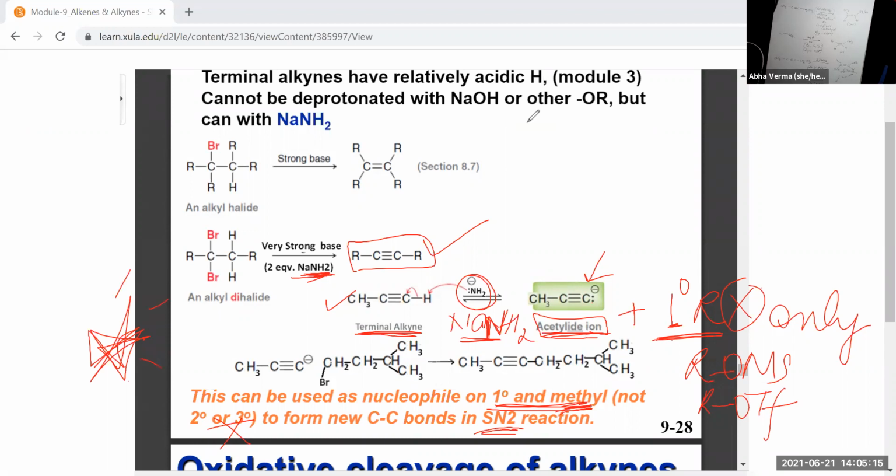Everybody understands this part? Very important reagent. Any questions from this?